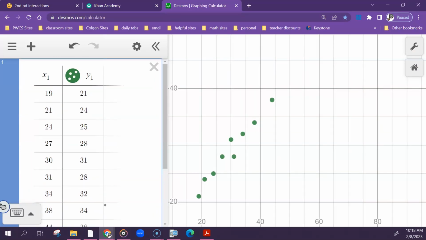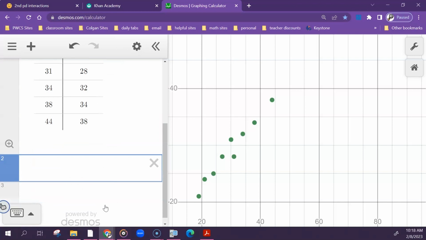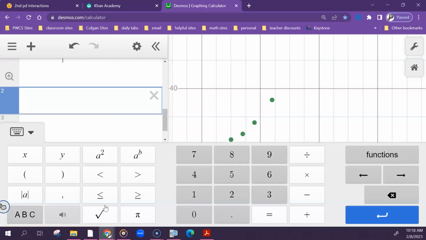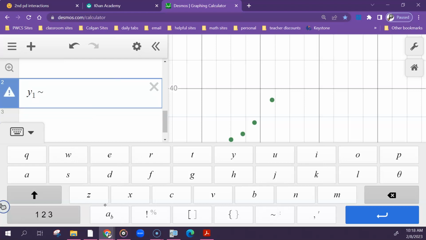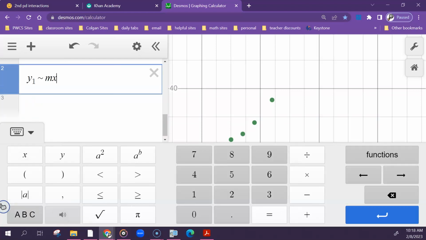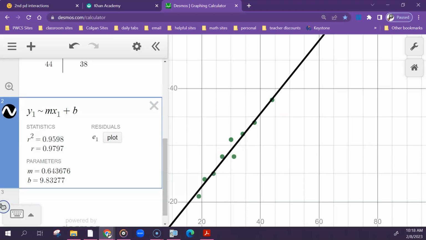Alright, so in Desmos, you would need to put all of your data points in first. Add your table, put your data points in, make sure none of them are missing, make sure they're all correct. And then type in your y1 tilde, or the squiggly line, mx1 plus b. And that would tell you your line of best fit, your slope, and your y-intercept.